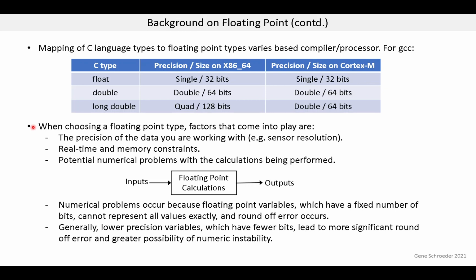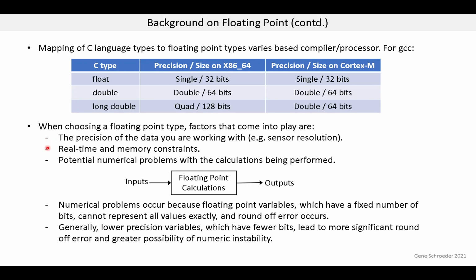And so if you're designing an application that's going to use floating point, you need to choose a floating point type in your code. There are various factors that could influence your decision, and I'll just go through them. One is the precision of the data you're working with. This is the natural thing to look at, such as the sensors. If you're working with fairly low precision things, a plain float is probably good enough.